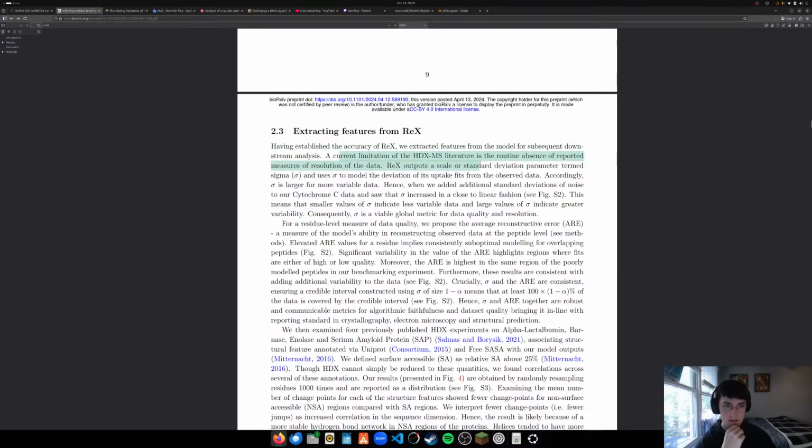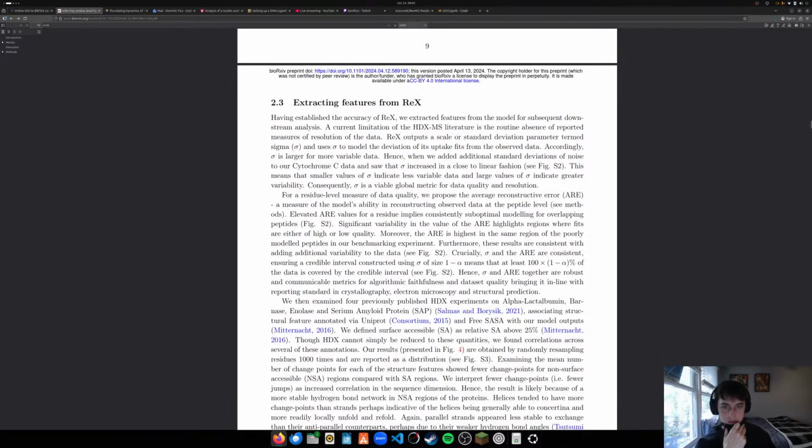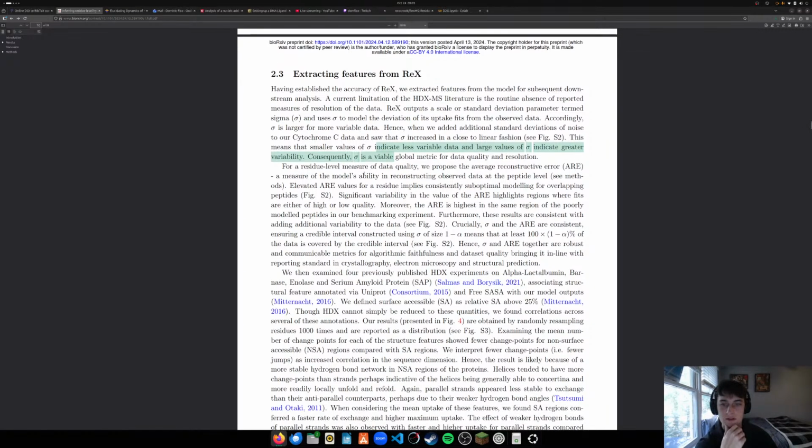The current limitation is the absence of reported measures of the resolution. Outputs a scalar and standard deviation parameter termed sigma and uses sigma to model the deviation of uptake fits from the observed data. Accordingly, I actually do this too. Accordingly, sigma is larger for more variable data. Hence, when we added additional standard deviations and noise to our Weisfeld sigma increase in a close linear fashion, this means that smaller sigma indicates less variable data.